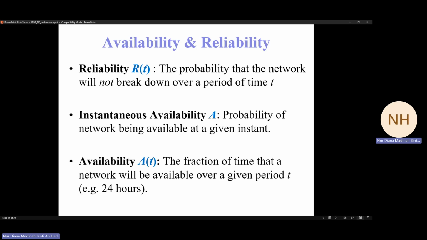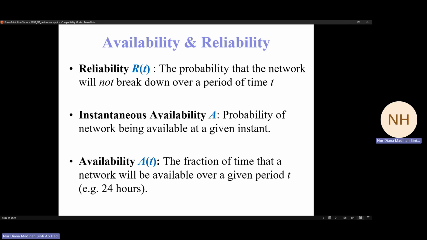Availability and reliability. When we talk about reliability, it is the probability that the network will not break down over a period of time. When we talk about instantaneous availability, it is the availability of a network at a given instant. It means that when we want it now, what is the probability of the network being available if I want it now. But when we talk about availability, we are given a certain period of time.